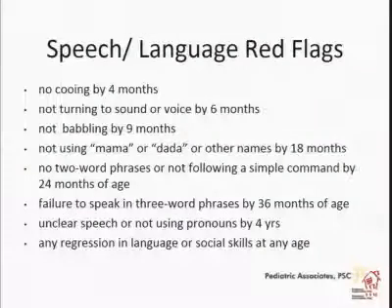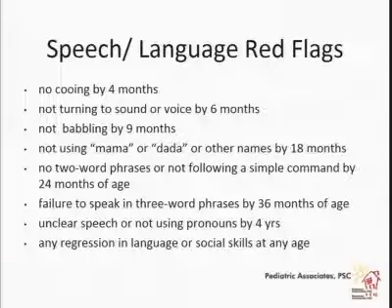Okay, red flags for speech and language. If the child's not cooing by 4 months of age, definite red flag. Every state in the country, I think, now does hearing screens at birth, but in spite of that, we've had kids that we've identified then at 4, 8, 12 months, 4 years, whenever, with a significant hearing problem that were not picked up by the initial screen.